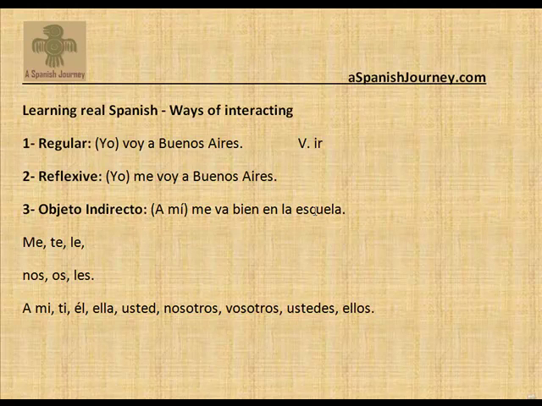And if we affect people also, okay, we can also say te, for example. If school is going well to you, I'm not going to say a mí, I'm going to say a ti, to you. And remember, this is optional. Okay, I can either say a ti te va bien en la escuela or te va bien en la escuela. What I'm saying here is "to you goes well in the school."